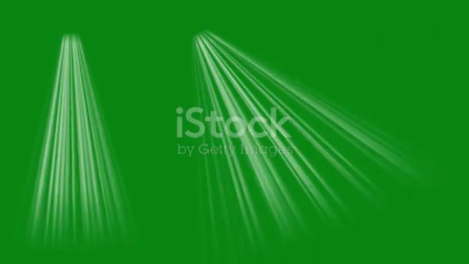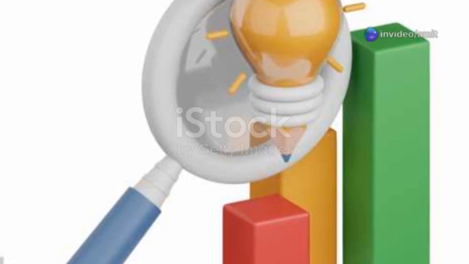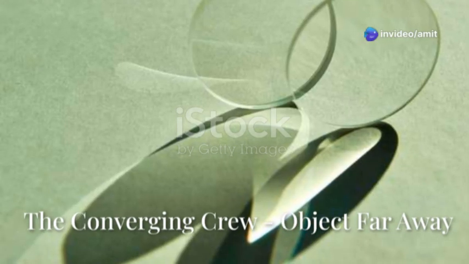For concave lenses, things change. The focal point is a bit different. Light rays spread out after passing through this lens. But if you trace these spread out rays backwards, they seem to come from a point. This is the virtual focal point for a concave lens. Cool, huh?